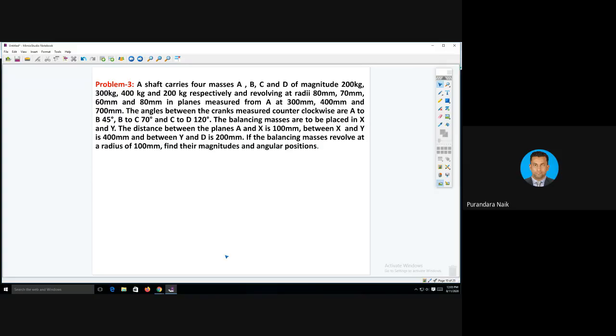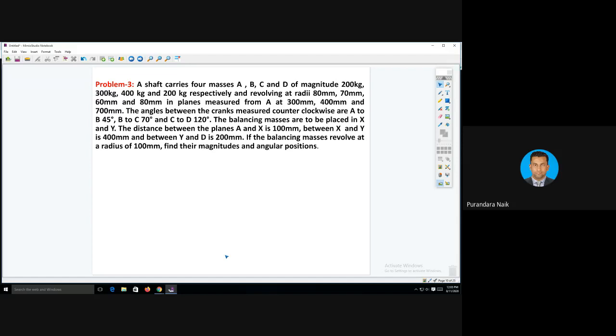These two masses are unknown. The radius of rotation is known, that is 100 millimeter for both the masses. Find their magnitude and angular positions. Find the magnitude of mass X and Y, mx and my. X and Y indicate the plane of rotation, but the masses are represented by mx and my. You need to find the values of mx and my, and also the angles of mx and my, represented as theta x and theta y. So we need to find two unknown masses and their angular positions.